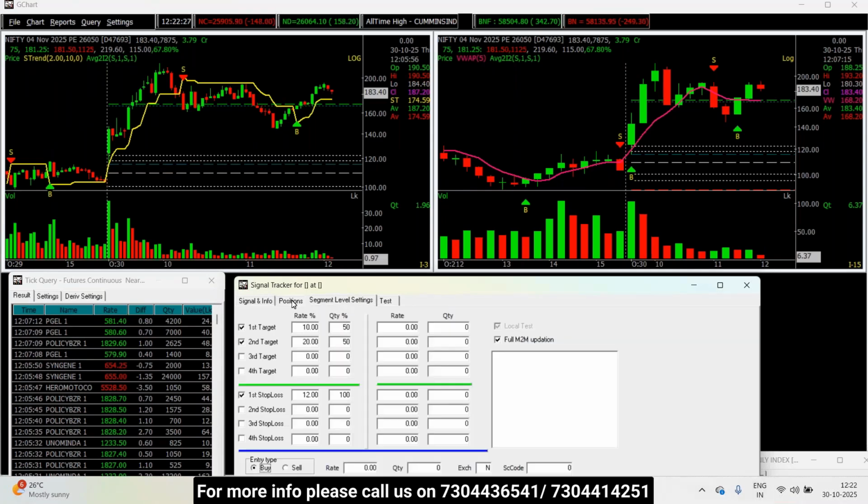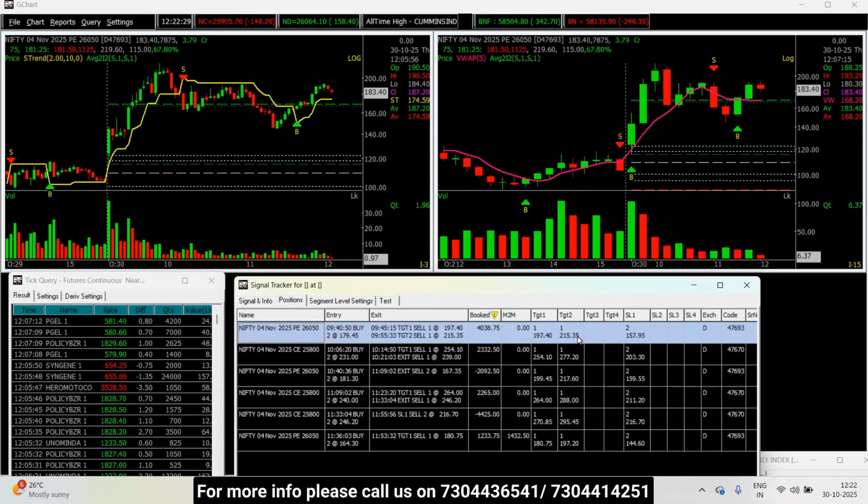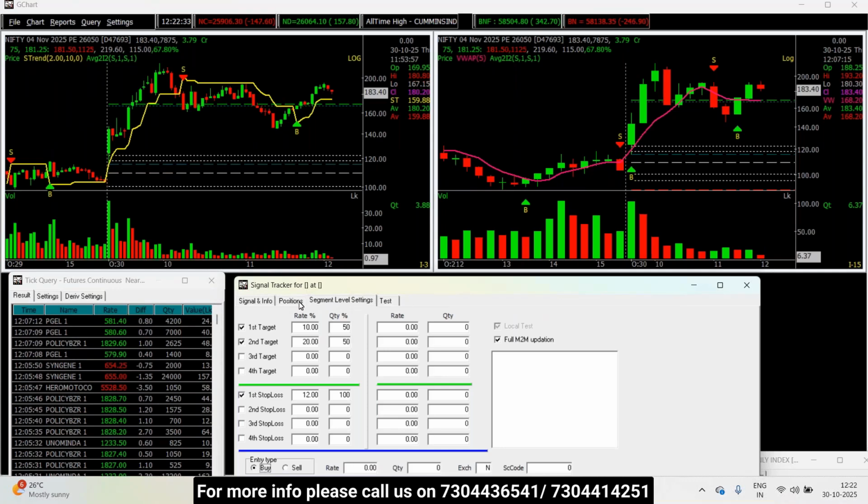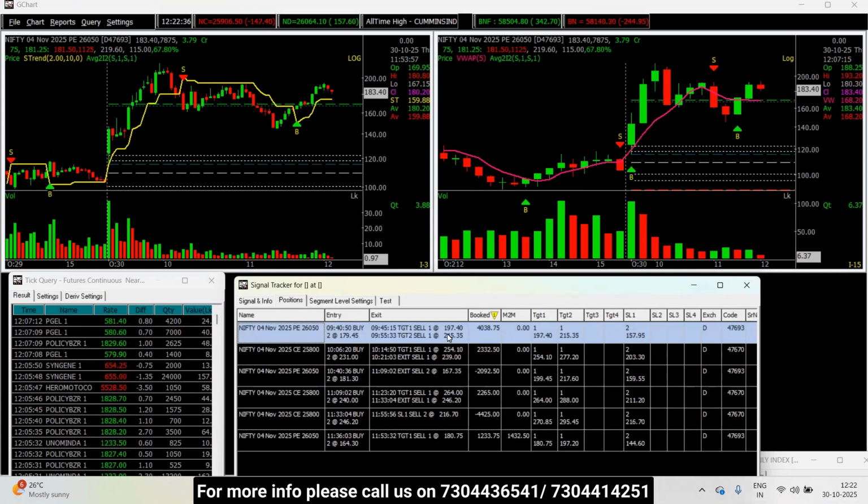As you can see, it's the 10%. And the second target is 215 rupees, which is 20% of the underlying price. The second target got hit at 955 at 215 rupees, and it sold the second target. So we got 4,000 rupees profit. In this way, Algo will take calls from the technical query and it will do the automatic trading.